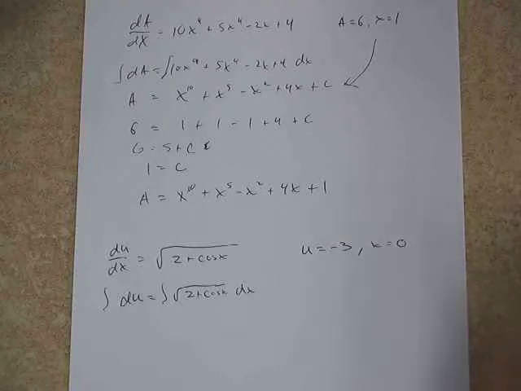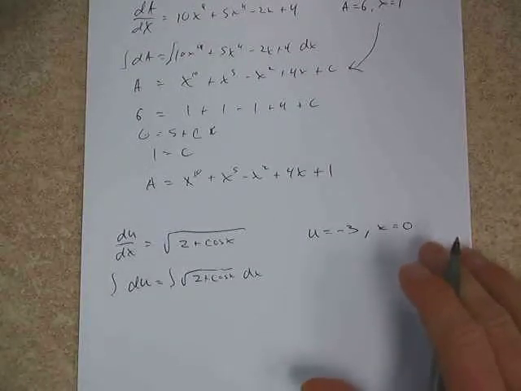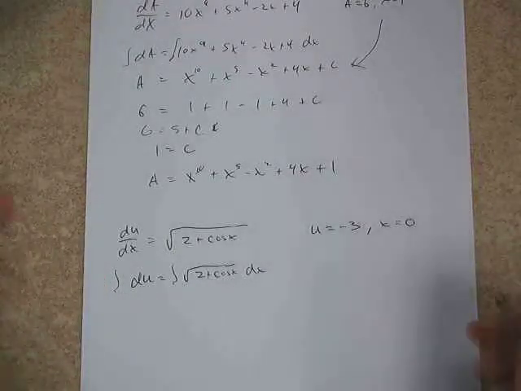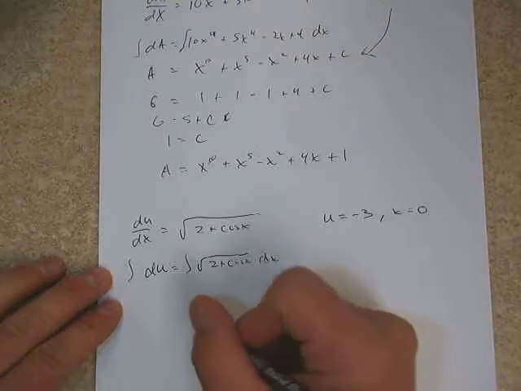If we try to substitute 2 cosine x here, we're going to end up with a sine in our du, and there is no sine to deal with. So bottom line is there's really no good way to find an antiderivative for this at this point. So the question is, what do we do?